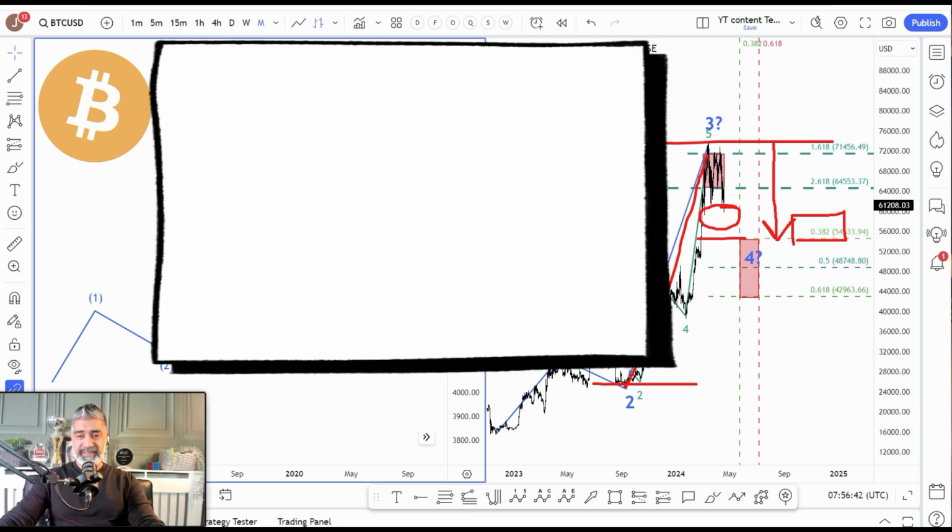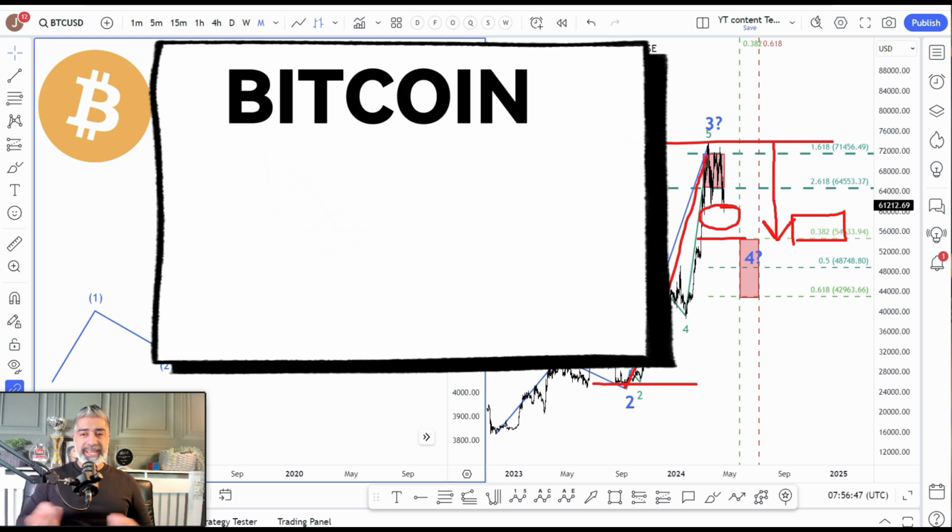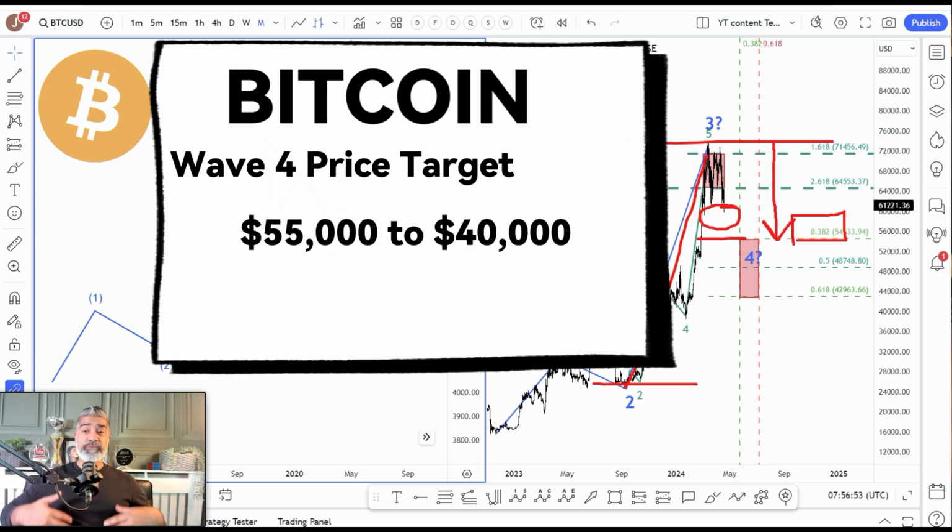So for that reason, I would say Bitcoin has likely not completed a wave four yet. We're going to be really, really aware of that. So what that indicates is that we're probably going to be sideways to down for a few more weeks. That's really, really important.